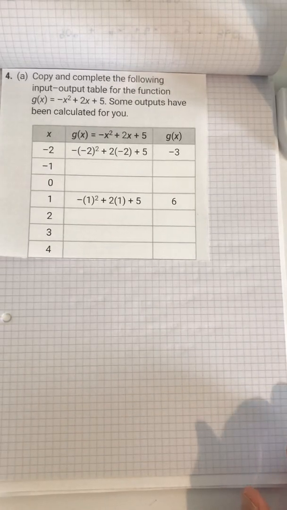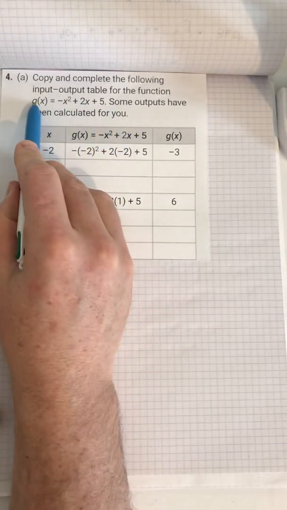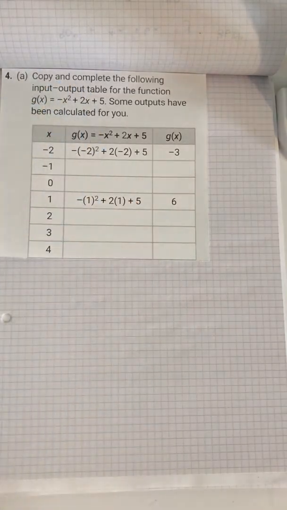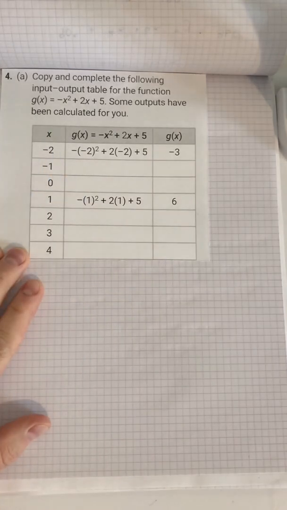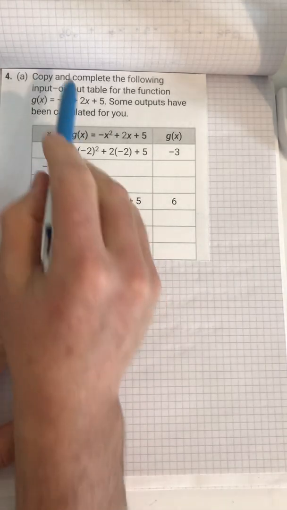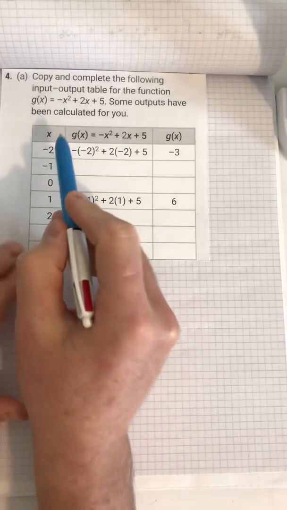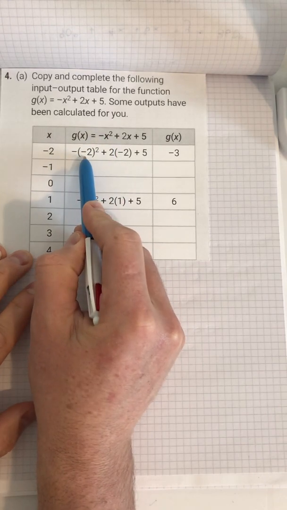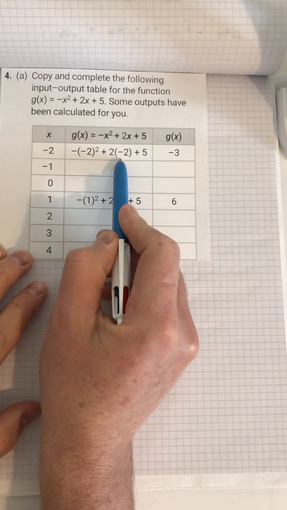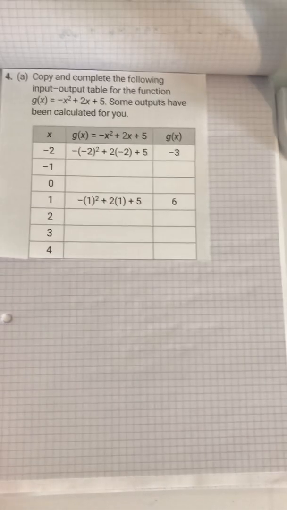So here's our quadratic function again. Question 4. We have g of x is minus x squared plus 2x plus 5. The first one is done for us, between minus 2 to 4. So when x is minus 2, minus (minus 2) squared, plus 2(minus 2), plus 5, gives you equal to minus 3.